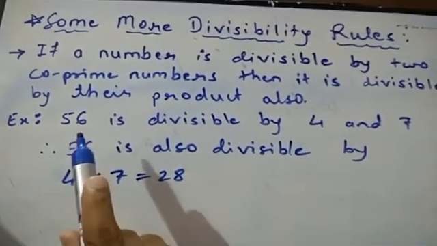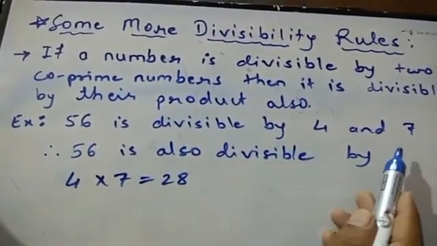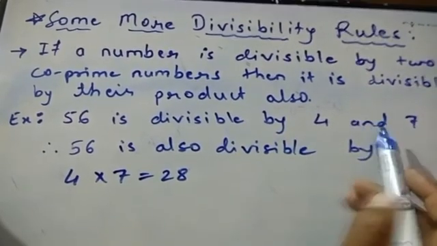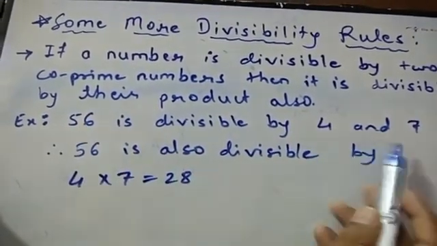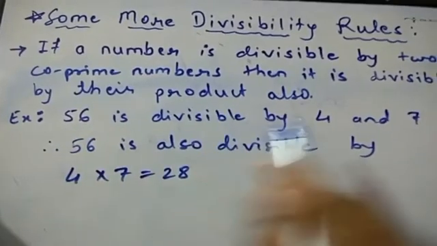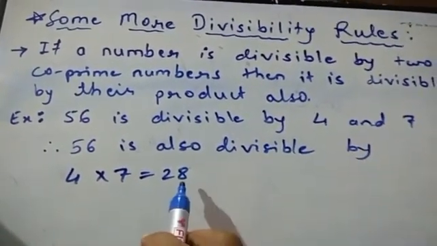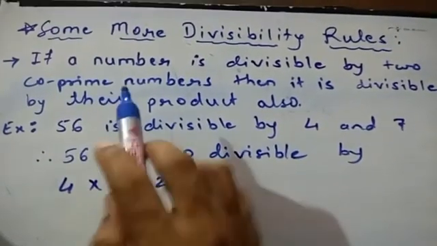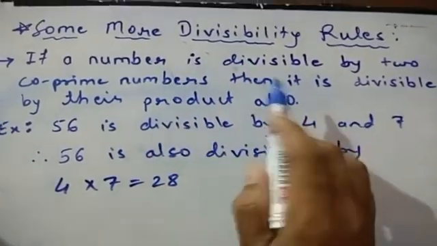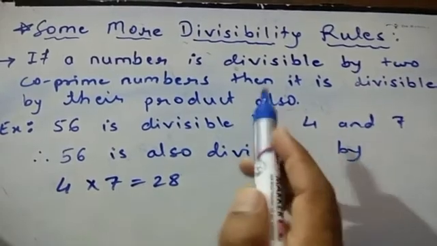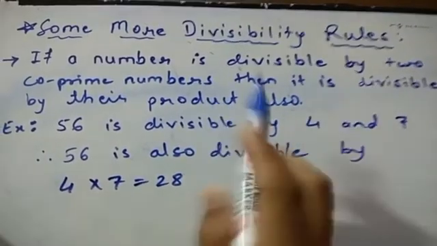See here, 56 is divisible by 4 as well as by 7, and they are co-prime numbers, so definitely it will be divisible by their product also. It means each and every number which is divisible by 4 and 7 will definitely be divisible by 28. Therefore, we can say that if a number is divisible by two co-prime numbers, then definitely it will be divisible by their product also.